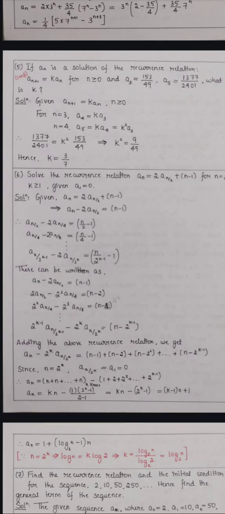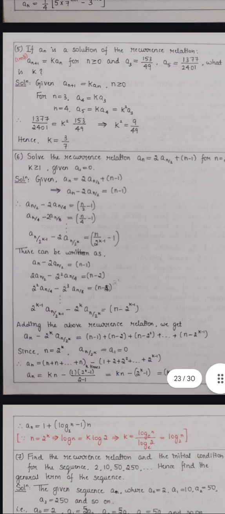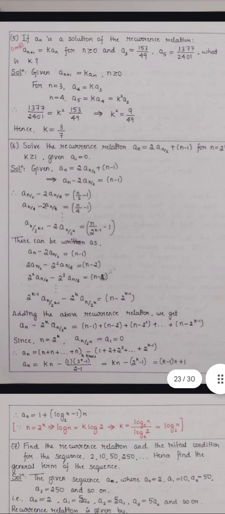If an is a solution of the recurrence relation an+1 = k an for n ≥ 0, and a3 = 153/49 and a5 = 1377/2401, then what is k? The recurrence is an+1 = k·an.